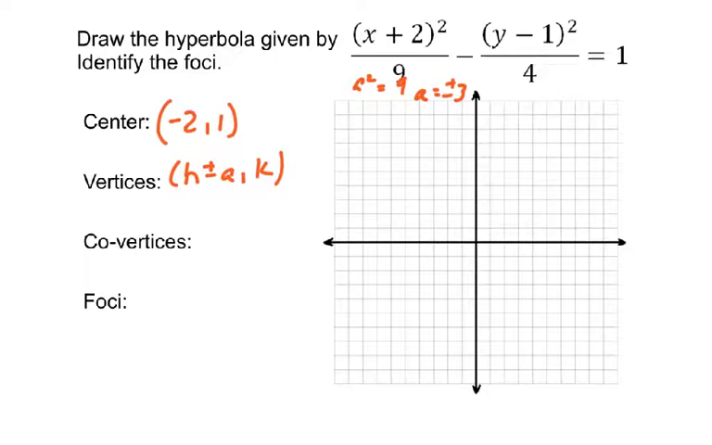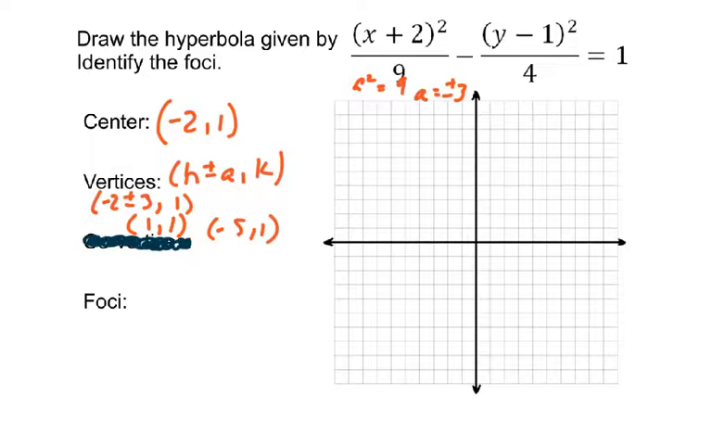So we end up with -2 plus or minus 3, 1, which gives us 1, 1, and -5, 1. Oops, I should not have co-vertices on here. That's my typo.